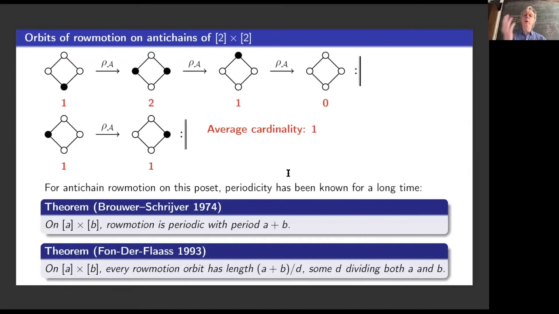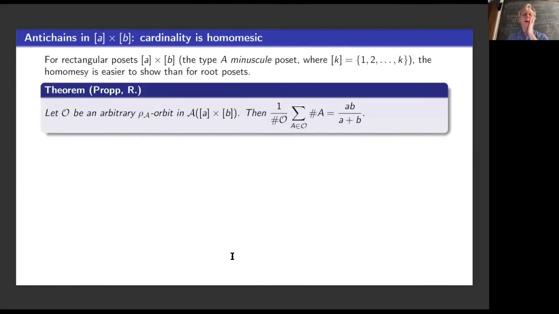And so now I want to return to the themes. One of the themes was periodicity. And the periodicity of this was shown to be a very small periodicity, just A plus B, back in '74 by Brouwer and Schrijver. Van der Vlos figured out what the orbits looked like in 1993. And then he joined forces with Peter Cameron and figured out a different way to understand this map that I'll talk about in a few slides.